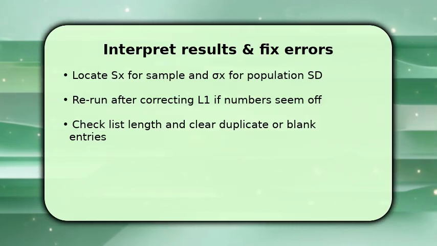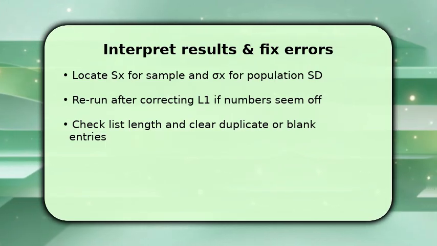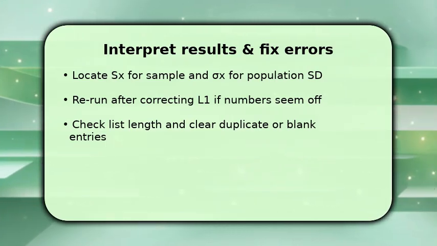To clear a list, press Stat, right arrow, 4, ClrList, then second 1 and Enter. If the calculator shows error, check for non-numeric data or an empty list first.